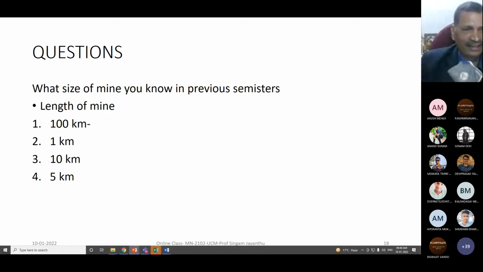In introduction to mining, development of mineral deposits. Which course did you learn? Mining geology, you already learned about it, right? Yes, sir. Then number two is development of mineral deposits or introduction to mining. Which one did you learn? Mine development, sir. Very good. So in mine development, now you learned about it. So what is the size of the mine? How much size did you anticipate, or what concept do you have in your mind?